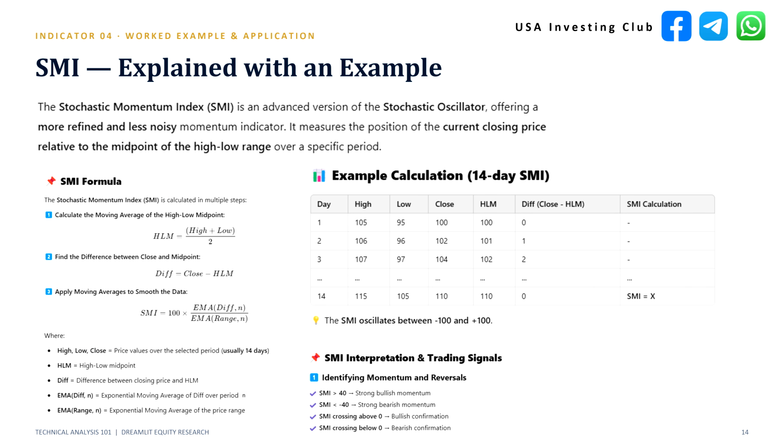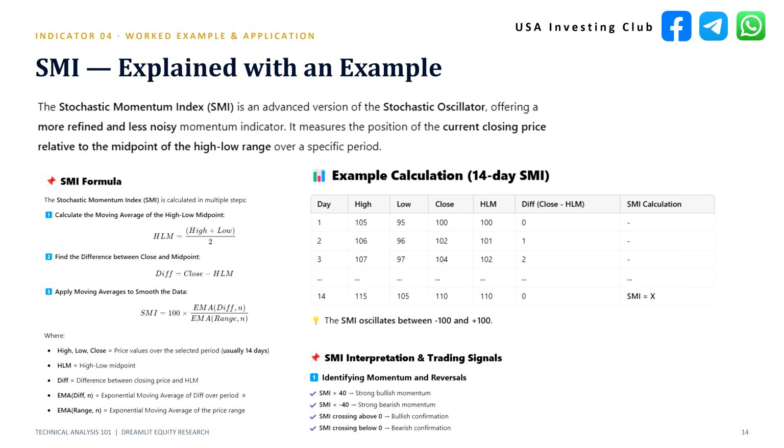Let's hand calculate a 14-day SMI. For each day, compute the high-low midpoint, HLM, as high plus low divided by 2. Day 1's high of 105 and low of 95 give an HLM of 100. Day 2's high of 106 and low of 96 give an HLM of 101. Day 3's high of 107 and low of 97 give an HLM of 102.